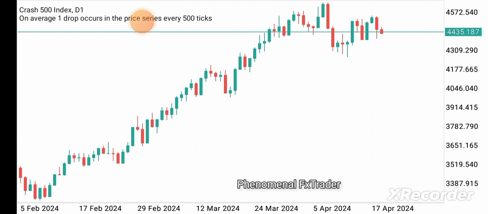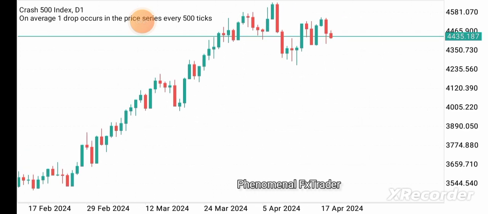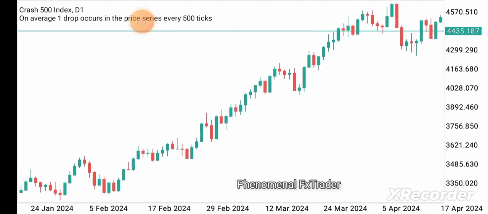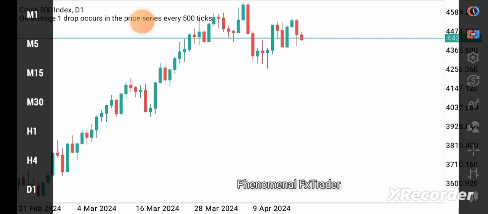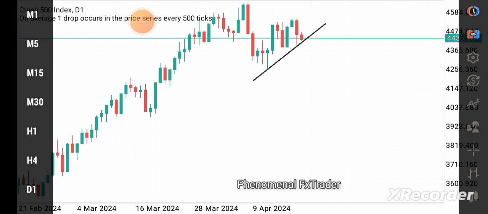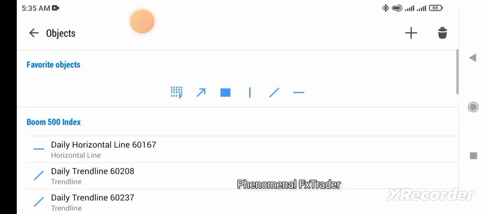Now I'm on the higher time frame, the daily time frame. You can see that the market has been bullish on the higher time frame. So I have to put a trend line somewhere like this, rather than trying to see a kind of structure somewhere here. And also there is a support zone somewhere here.